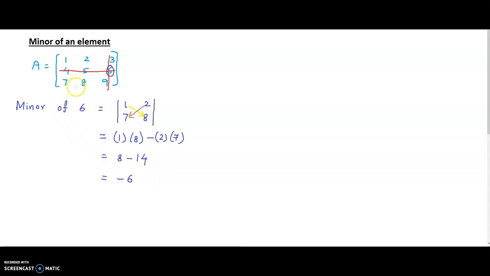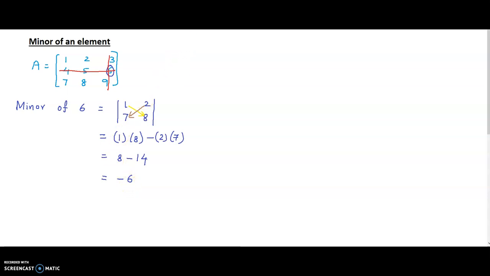So the minor of an element is nothing but you leave out the row and column where that element is present. Here the element is 6. You leave out the row and column where 6 is present. 6 is present in the second row and in the third column. The rest 4 elements you write in the form of the determinant of ABCD. And we know the determinant of ABCD is AD minus BC, that is the first element multiplied with the last element minus the second element multiplied with the third element. So you simplify, and you get the minor of any element of your given matrix.